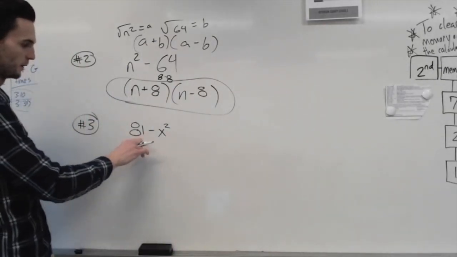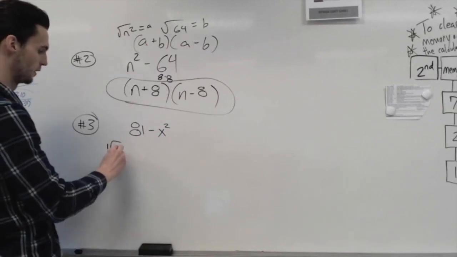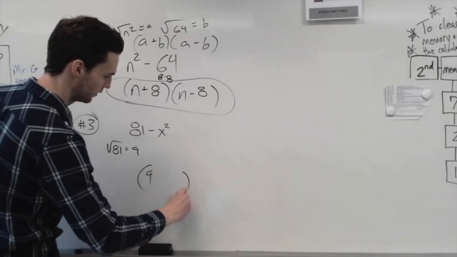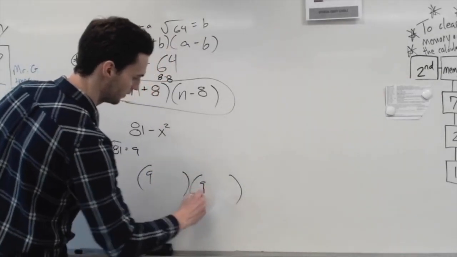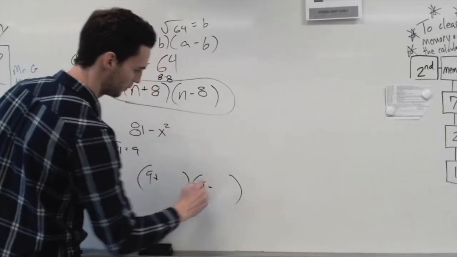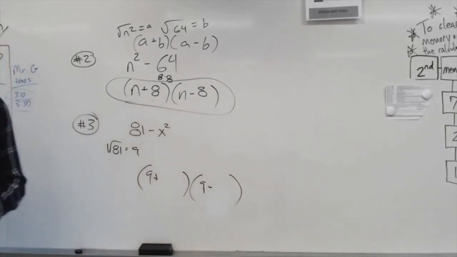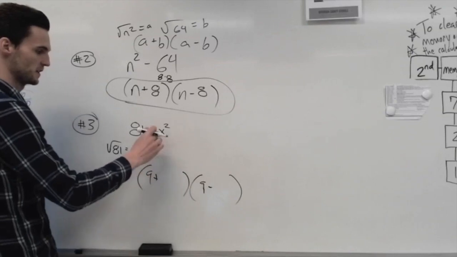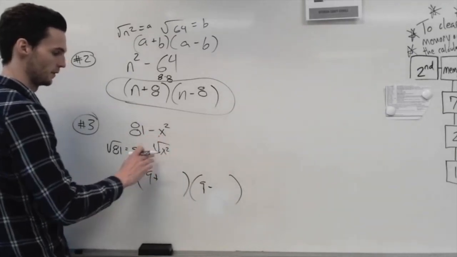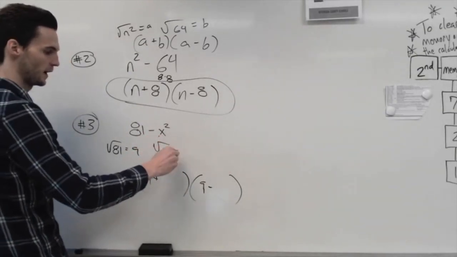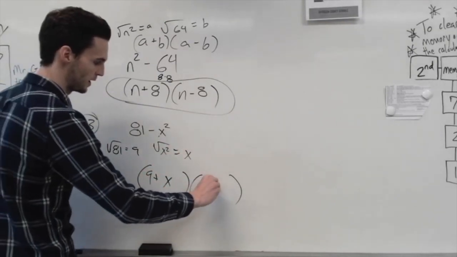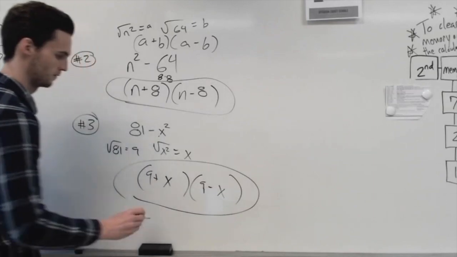Here a is 81, so let's take the square root of it, and that's going to be 9. So we're going to have 9 right there, and it's going to be 9 plus and 9 minus. And the plus right here, whatever this is x squared, the square root of it. So that's going to be x. So 9 plus x and 9 minus x. Final answer.